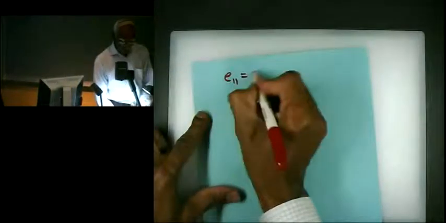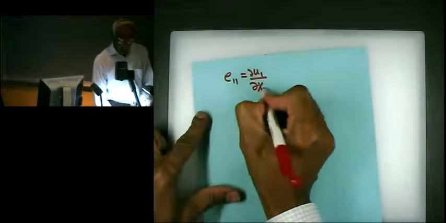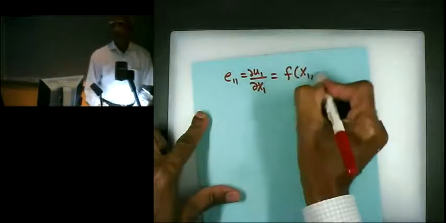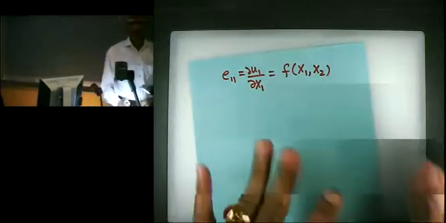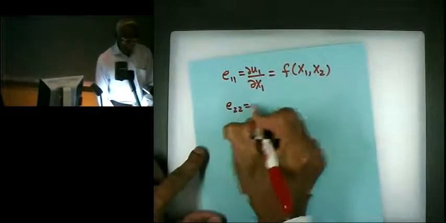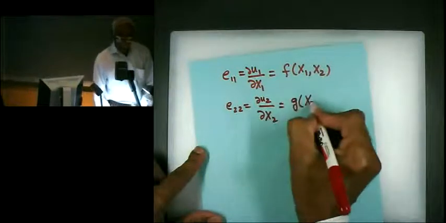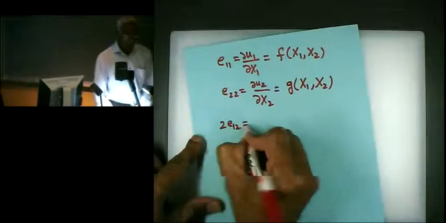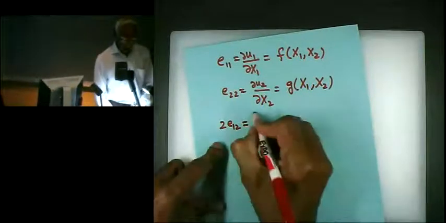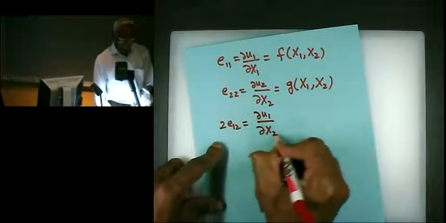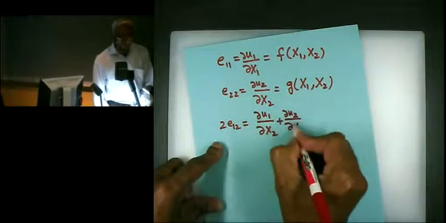So what we said was that this one is given to be a function of x1 and x2. We are in a plane. So E22 is delta U2 over delta x2, and G is a function of x1 and x2, and we have twice E12, which is delta U1 over delta x2 plus delta U2 over delta x1, and that's H.